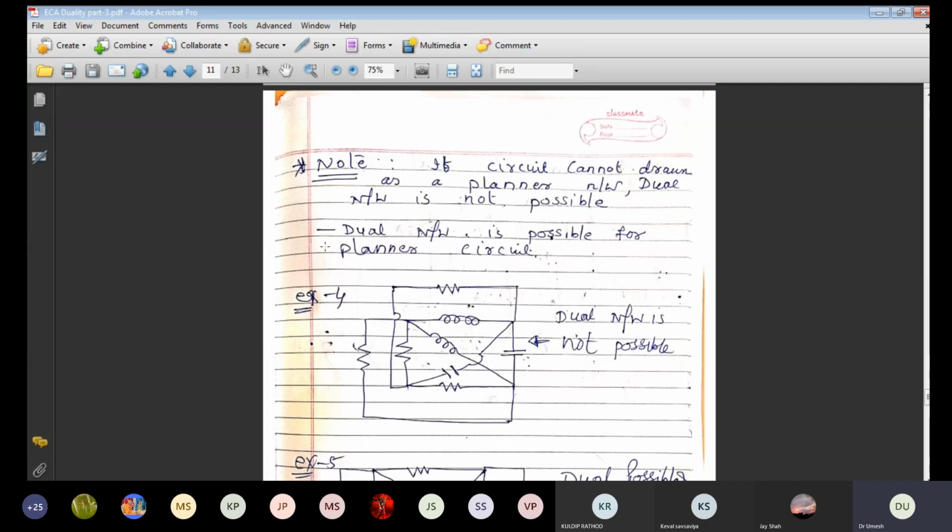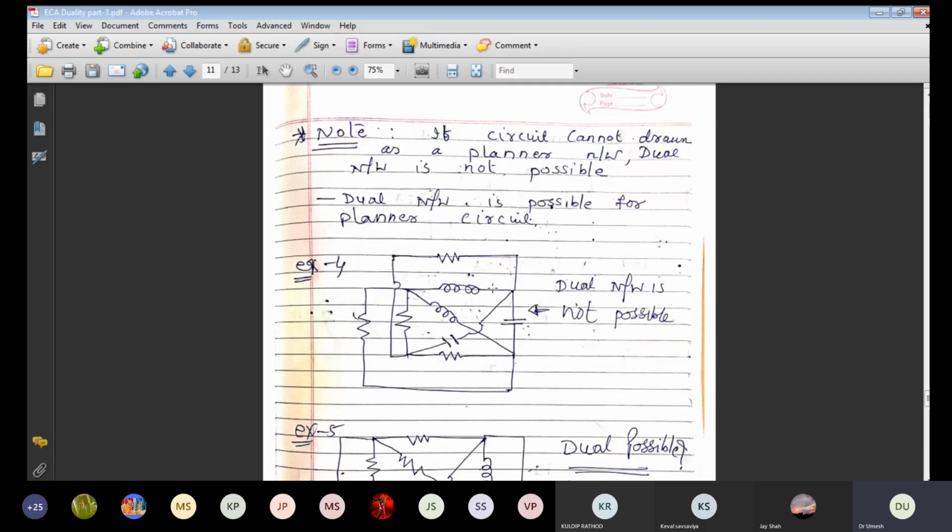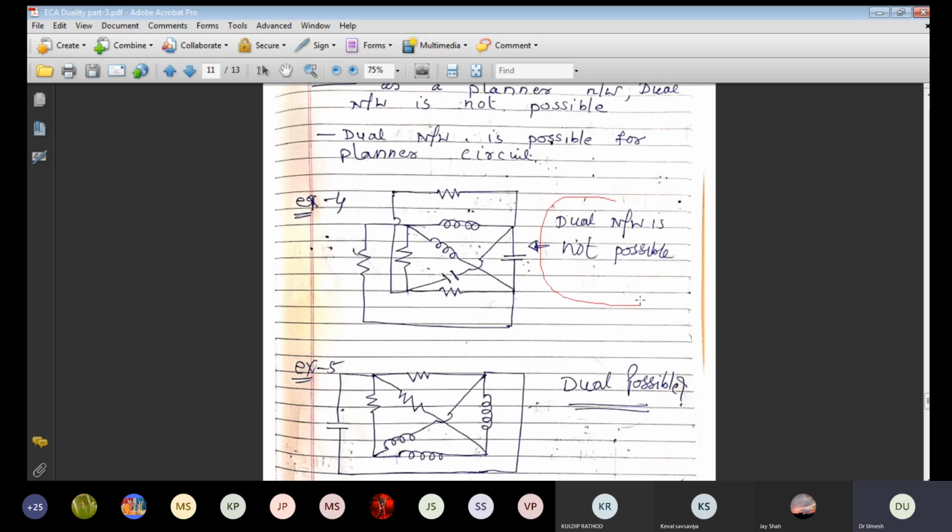A dual network is not possible for non-planar circuits. A non-planar circuit means a circuit which is overlapping each other, like you can see here. So you cannot do the mesh analysis, because it is not a dual network.